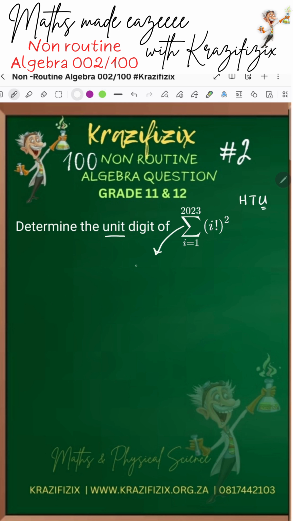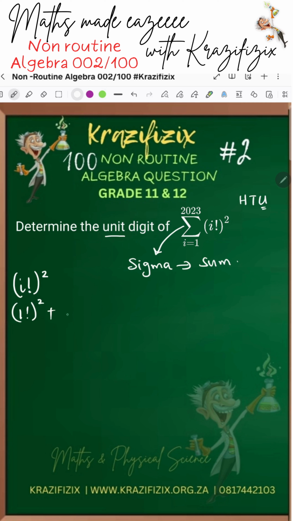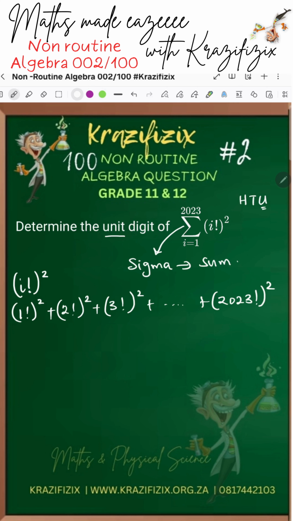Now the first thing is to quickly understand what this means. This is called a sigma, and it simply means sum. And then we have in the bracket i factorial, and we are told that our i starts at 1. So what does this really mean in terms of expansion? 1 factorial squared plus 2 factorial squared plus 3 factorial squared, and that will continue until we get to the last one, which we really cannot do because we're not even using a calculator to do this. All right, let's look at something.